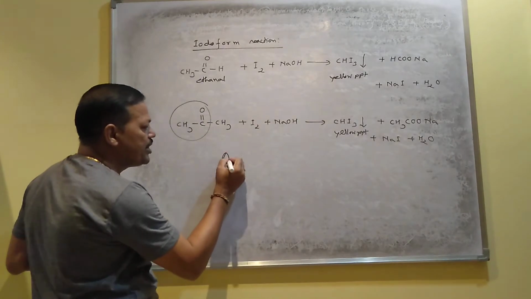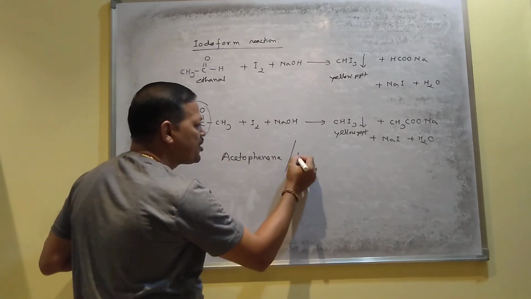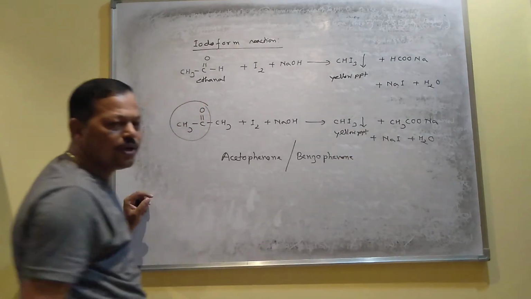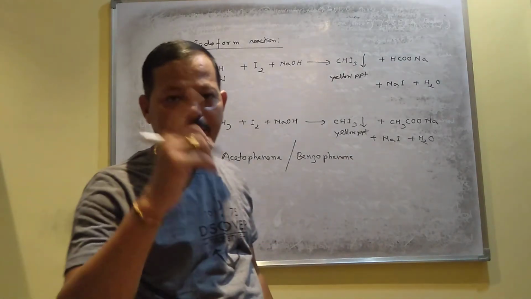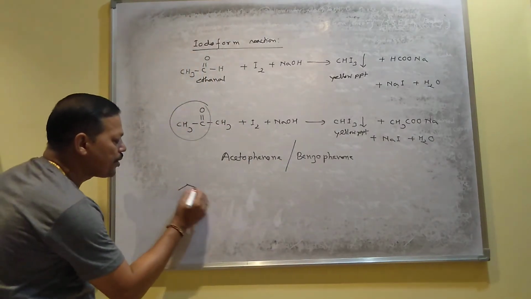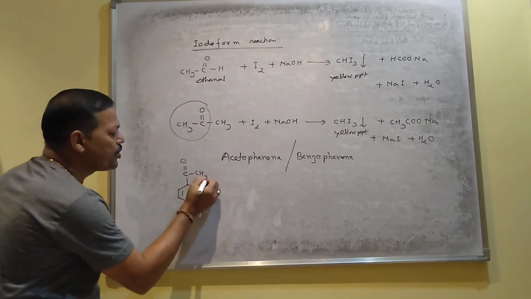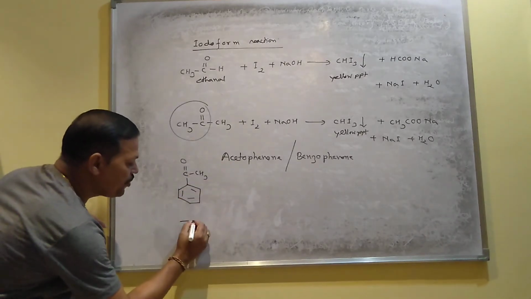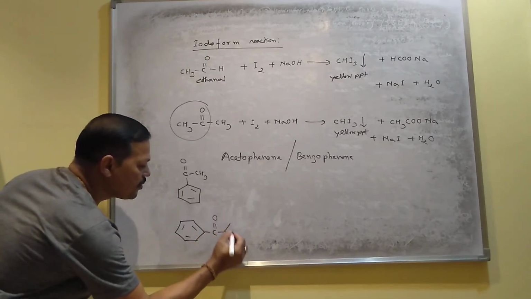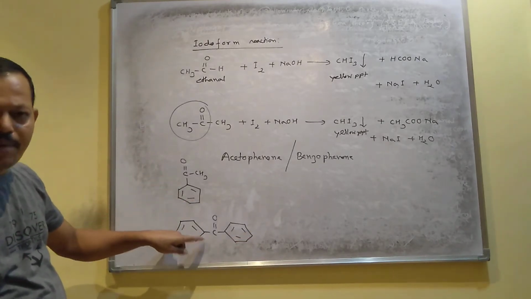If you consider this one, acetophenone and benzophenone. I gave both compounds when we did the nomenclature of ketones. Acetophenone means benzene containing COCH3, then this compound is called acetophenone. And benzophenone means there are two benzene rings like this, and in between them you get the C double bond O group, the carbonyl group. So this is acetophenone, this is benzophenone.